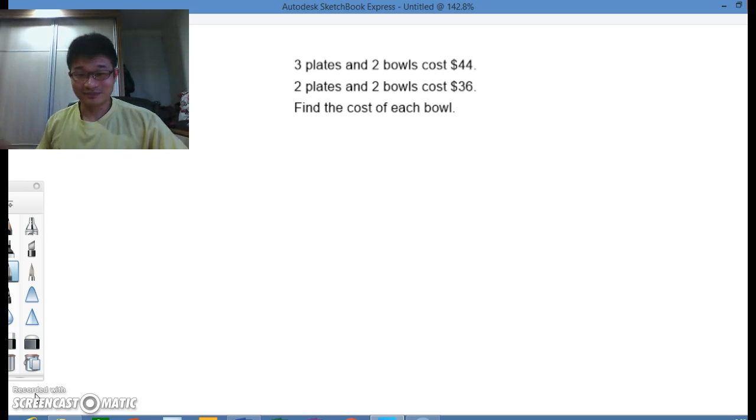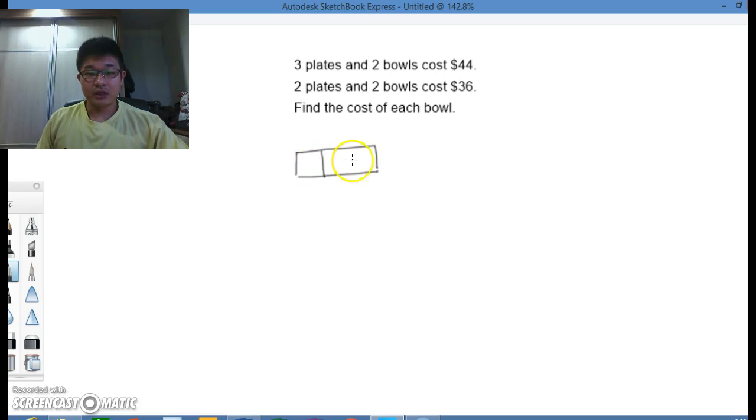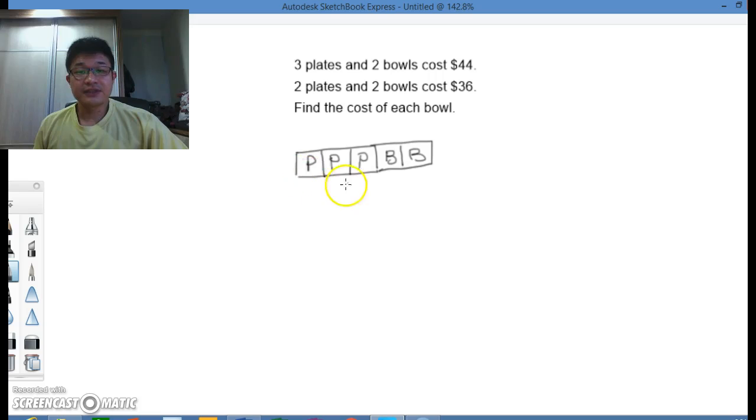Well, here we go. We do know that there are 3 plates and 2 bowls and they cost 44. So I will draw 3 plates, 1, 2, 3. I'll label it P for plates. And 2 bowls here, and I'll go bowl. Now again, the size of the model here does not matter. The model here is just a pictorial representation of what is here.